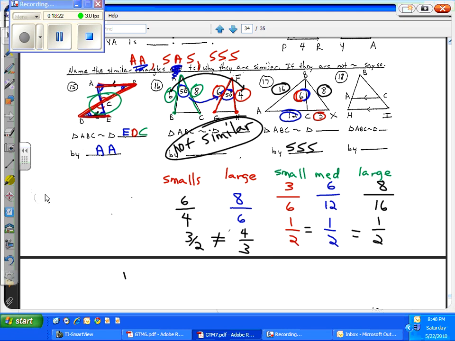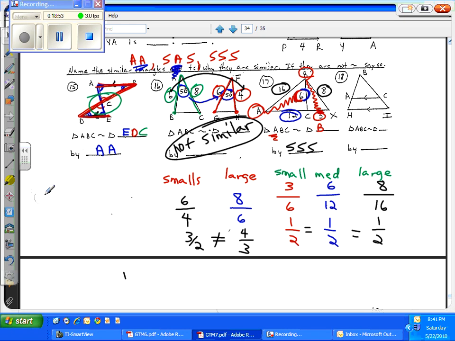Now we got to get the angles right. How do you do that? Well, A is opposite the medium 6, so we look opposite the small of the triangle on the right, and it's B. So A of the one on the left is equal to B of the one on the right because they were both opposite the smalls.